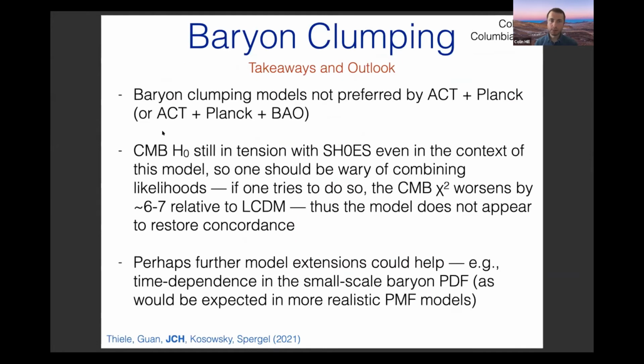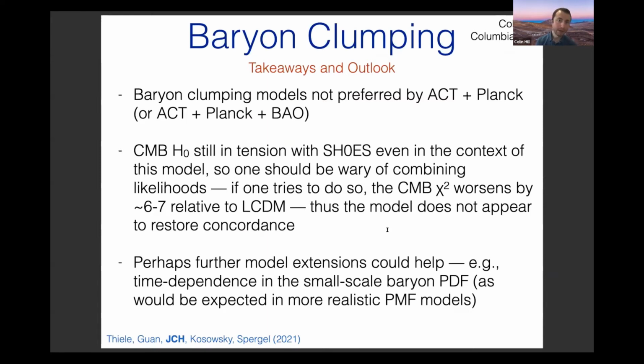So just a quick summary of this work. We don't find that these baryon clumping models are preferred by the combination of current CMB data sets. We also looked at folding in BAO data. That did not change the story. So the inferred H-naught value is still in tension with SH0ES, even in the context of this extended model.